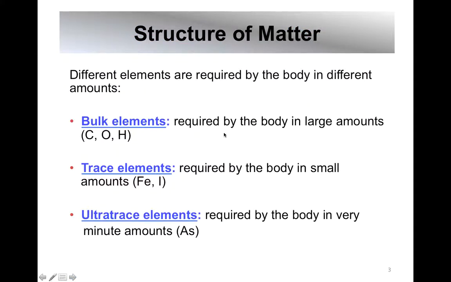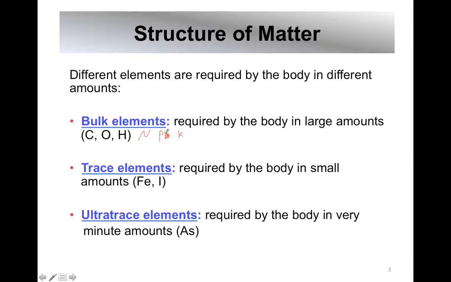Okay, structure of matter. For our bodies, we have things called bulk elements, and our body needs these in large amounts. So those are things like carbon, oxygen, hydrogen. We can also add nitrogen, phosphorus, potassium.